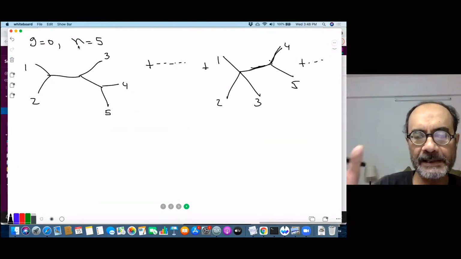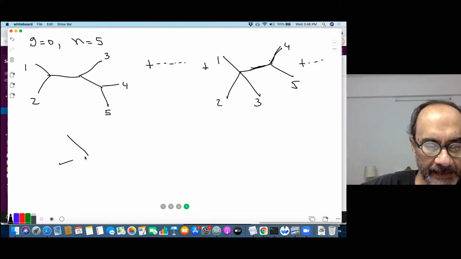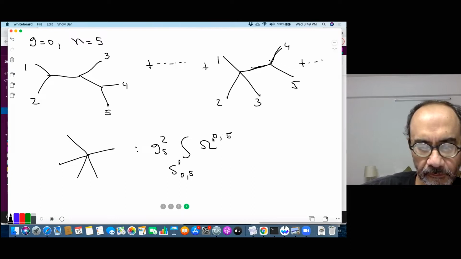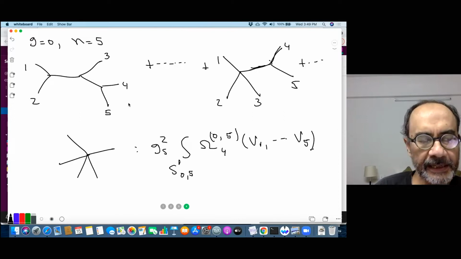And whatever is left, you reinterpret the integral, the contribution coming from that as, in this case, g equal to 0, 5-point vertex. So this will be gs square integral S prime 0, 5 omega 0, 5. Is this clear?